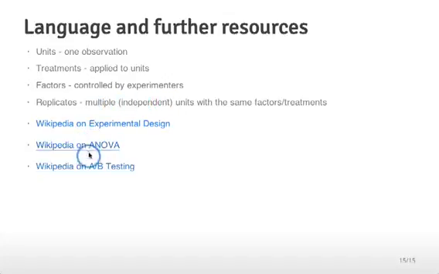I've linked here to some Wikipedia articles that do a really good job of explaining experimental design, ANOVA, and A/B testing, like the example I talked about with Barack Obama. But any reference on ANOVA or linear models is actually quite good. This is an area that's very, very well studied and very, very well taught by a lot of different people.